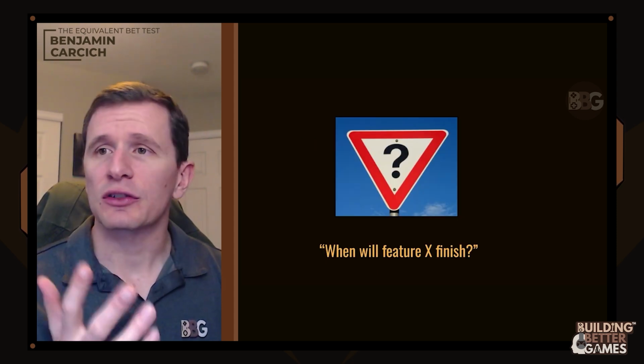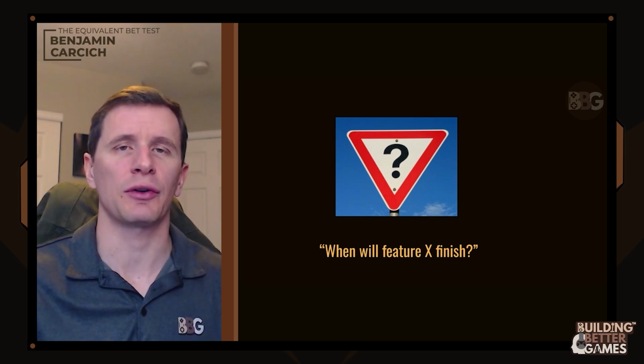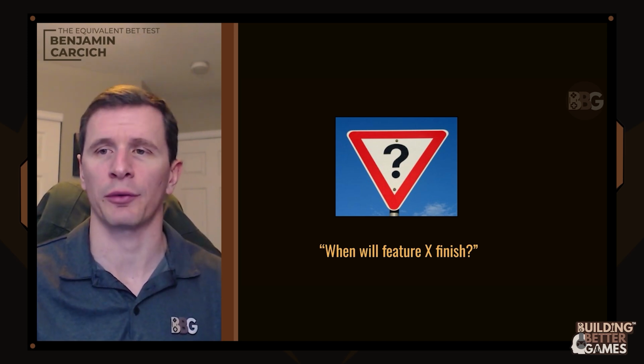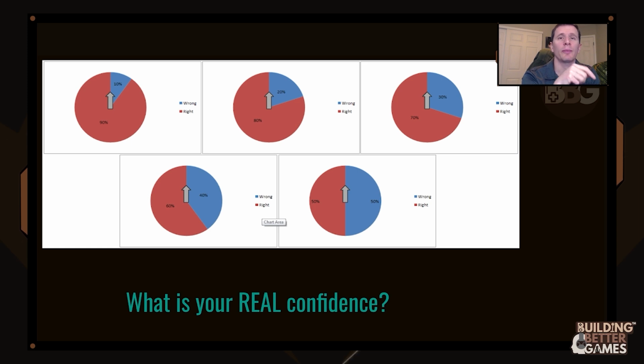And this is all just down to this question: when will I finish feature X? We're trying to understand uncertainty. What's that 90% confidence interval around this? I want to go one step further. So we end up with this interesting question: which wheel of the ones I'm showing here is most like your estimate? Again, you're asked for the 90% confidence interval.